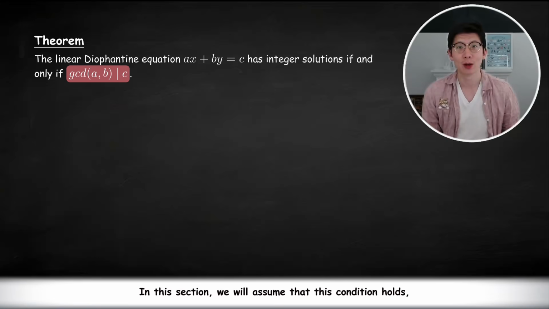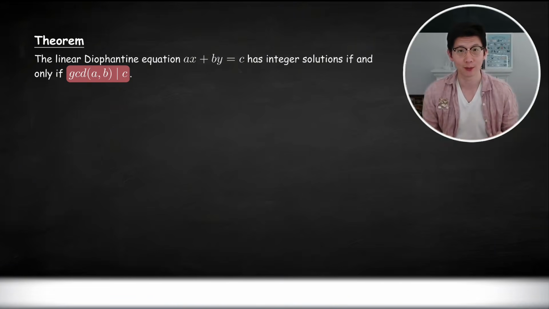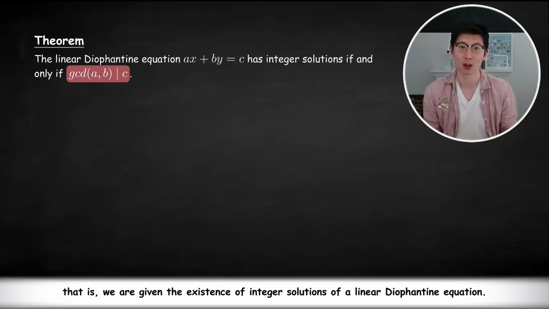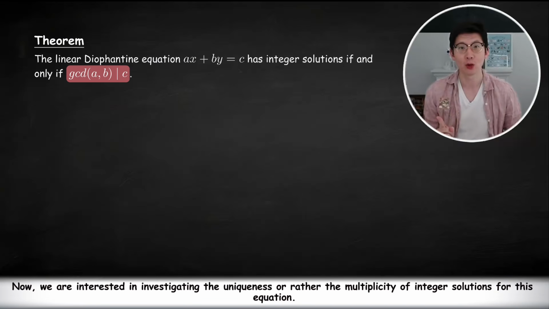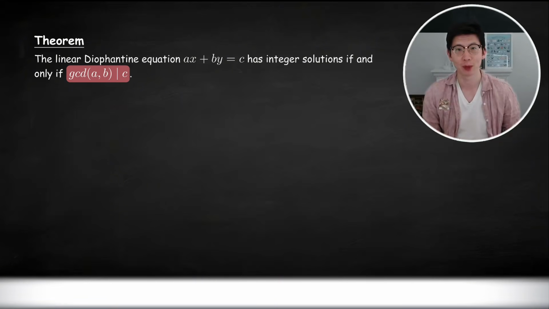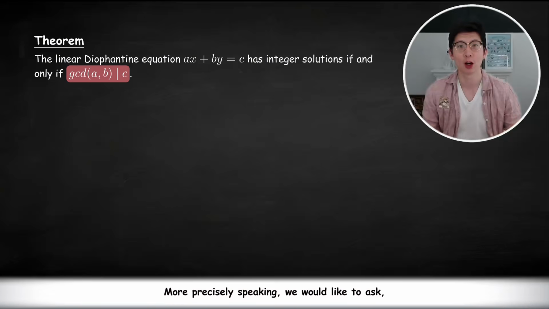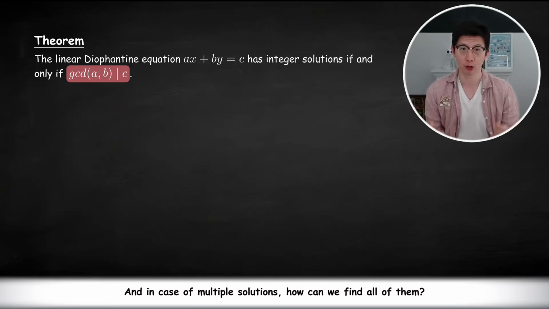In this section, we will assume that this condition holds. That is, we're given the existence of integer solutions of a linear Diophantine equation. Now, we are interested in investigating the uniqueness, or rather the multiplicity of integer solutions for this equation. More precisely speaking, we would like to ask, if the solution exists, how many solutions there are? And in case of multiple solutions, how can we find all of them?